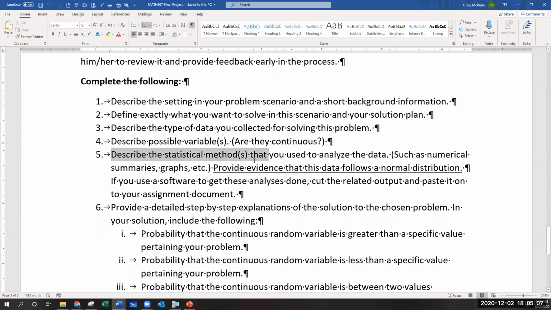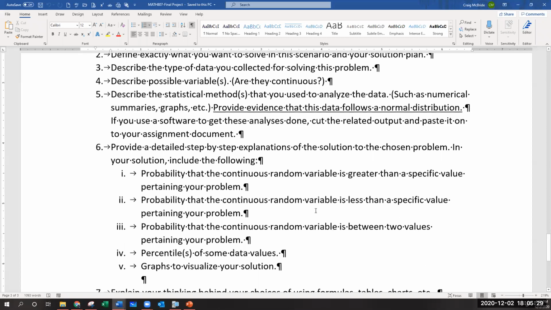Then describe the methods you use to analyze the data. So based on what you're trying to solve, the question you're trying to answer, what are you going to do with your data? Are you going to run a simple t-test? Are you going to run a hypothesis test? And if so, what's your hypothesis? What's your null hypothesis? What's your alternative hypothesis? And then what analysis are you going to use on your data?